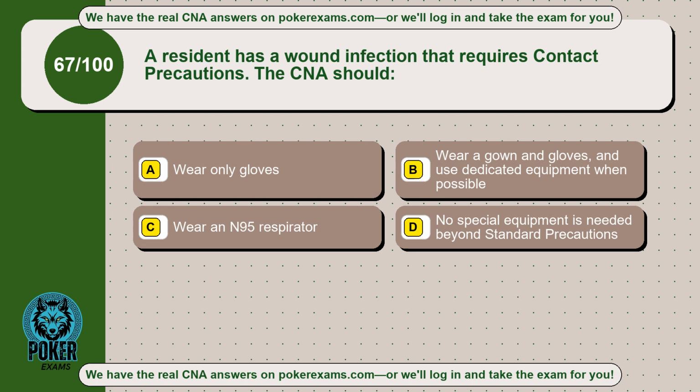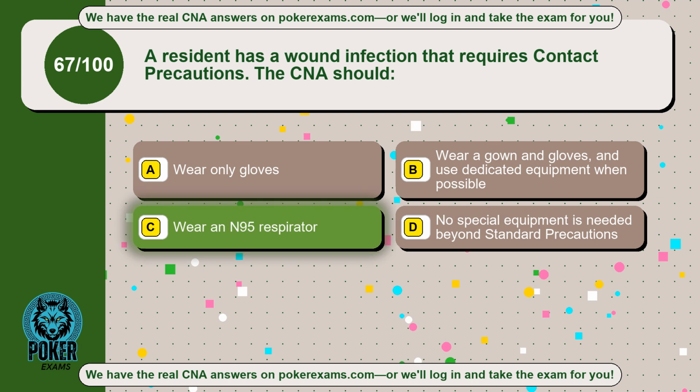Question 67. A resident has a wound infection that requires contact precautions. The CNA should: Option A, wear only gloves. Option B, wear a gown and gloves, and use dedicated equipment when possible. Option C, wear an N95 respirator. Option D, no special equipment is needed beyond standard precautions.